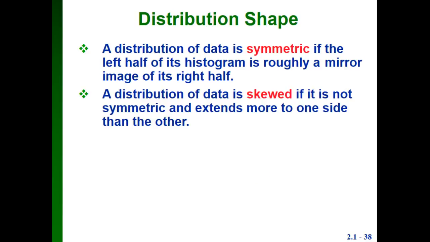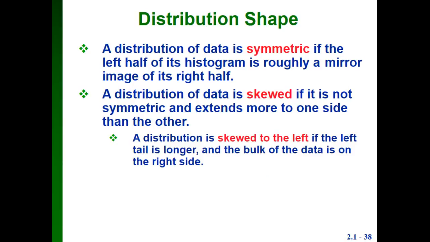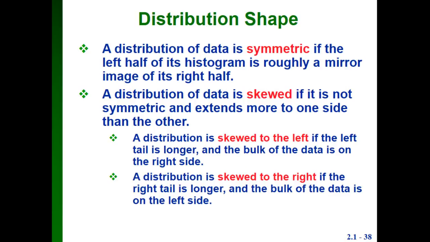Now, if it's not symmetric, there are some other things it can be. It's called skewed if it's not symmetric and extends more to one side than the other. It's skewed to the left if the left tail is longer and the bulk of the data, or most of the data, is on the right side. It's skewed to the right if the right tail is longer and the bulk of the data is on the left side.